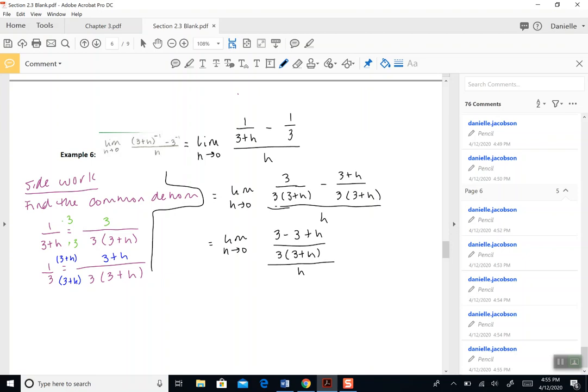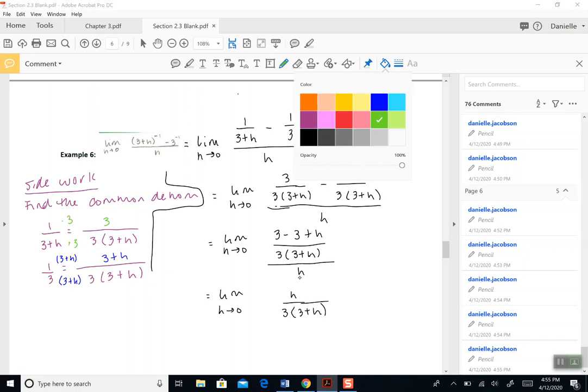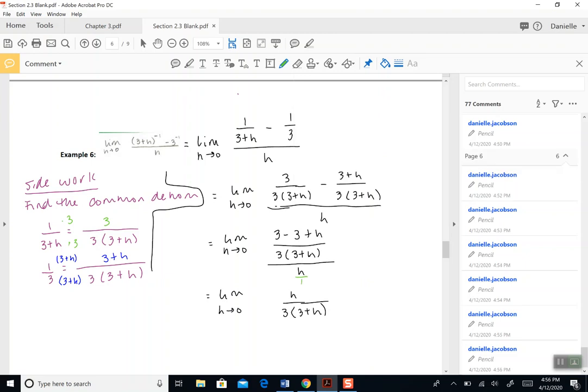Okay, I'm going to do a couple of things in this next step. I'm going to simplify the numerator. So 3 minus 3 is 0, so I just get h in the numerator, and then I have that over 3 times (3 plus h). I also want you to notice that in the denominator here, h is the same thing as h over 1. Hopefully you remember from previous algebra classes that when you divide a fraction by another fraction, you can just flip the denominator and multiply. So this is the same as saying times 1 over h. So I flipped and multiplied.